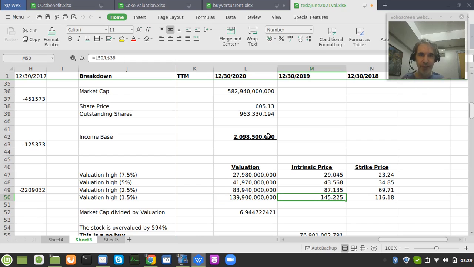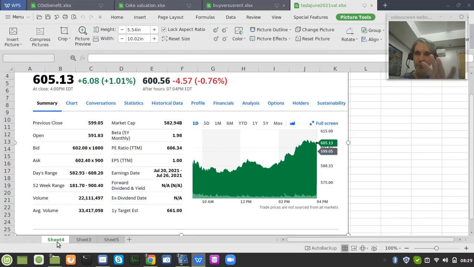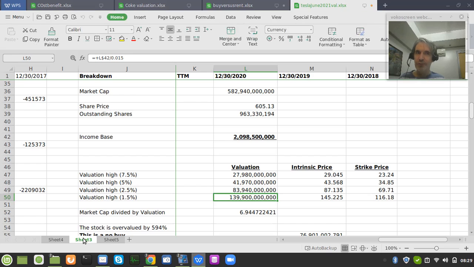So that means I would get a valuation of $140 billion. Now let's quickly go to the market cap, and we can see it's $582 billion. So the market cap is way different. Now let's look at what I think the value of the share should be with this valuation. So I would take this valuation and divide by the number of shares outstanding, and I would get a share price of $145.